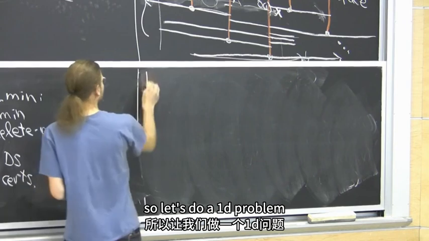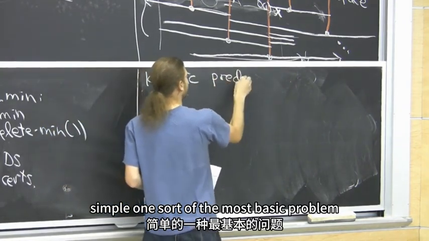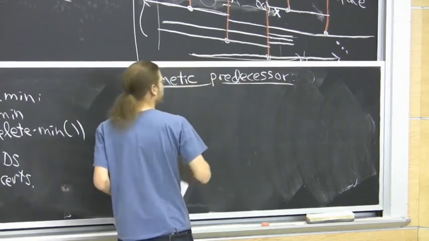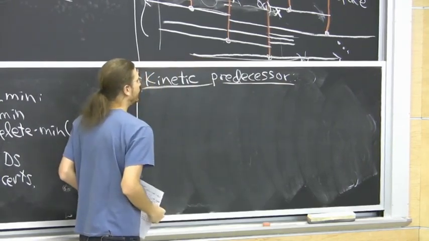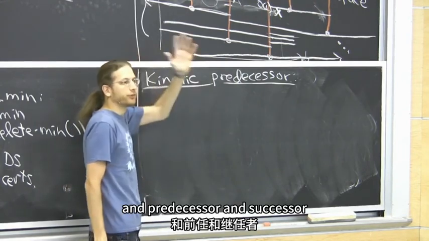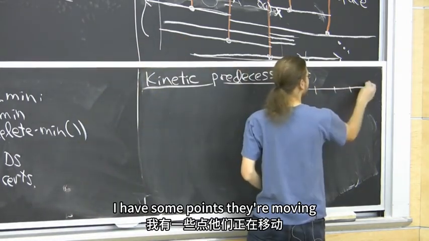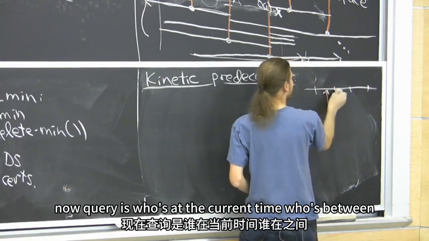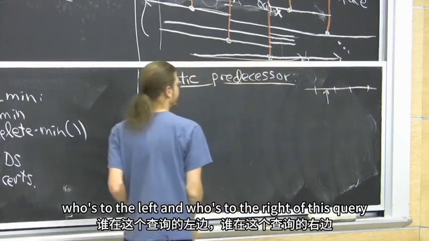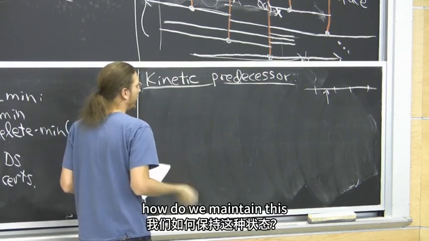So let's do a 1D problem. Simple one. Sort of the most basic problem, which is a predecessor problem. Insert, delete. We won't worry too much about insert and delete here. It's hard enough because the points are moving around. And predecessor and successor. So I want to know on the line, I have some points, they're moving. Now query is who's at the current time, who's to the left and who's to the right of this query. How do we maintain this?